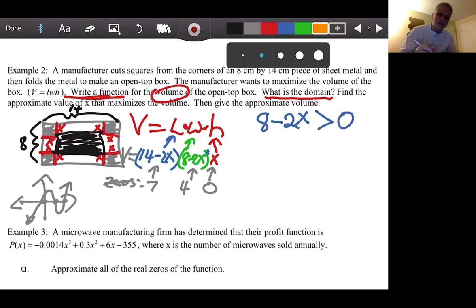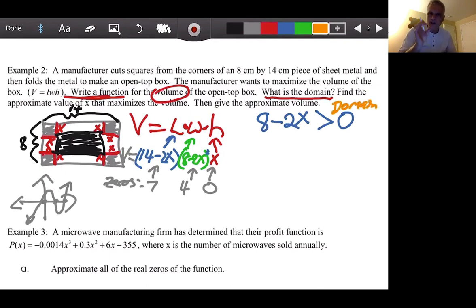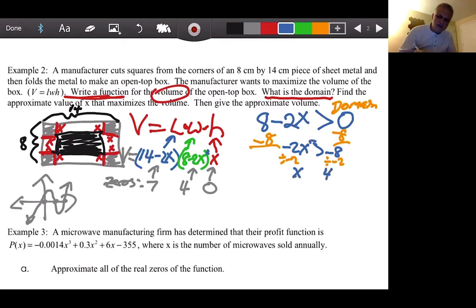All right, let's solve this. This is trying to figure out what our domain is going to be for this volume function. The smallest side has got to be bigger than 0. That's what we just wrote. So now let's solve for x. Let's subtract 8. So we've got negative 2x is greater than negative 8. Now we have to divide by negative 2. And because we're dividing by a negative, yes, we change the sign of the negative 8 to a positive 4, and we change the direction of the greater than symbol to be less than. So I know that my x has got to be less than 4 units.